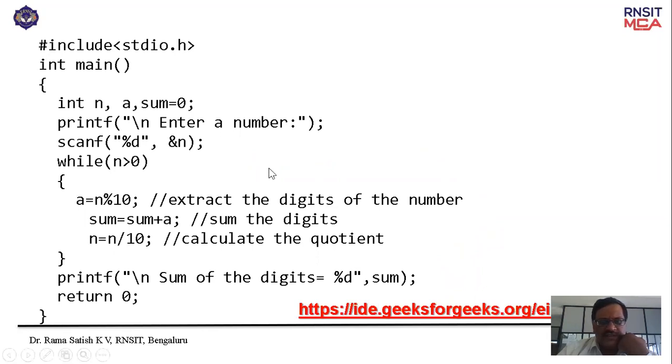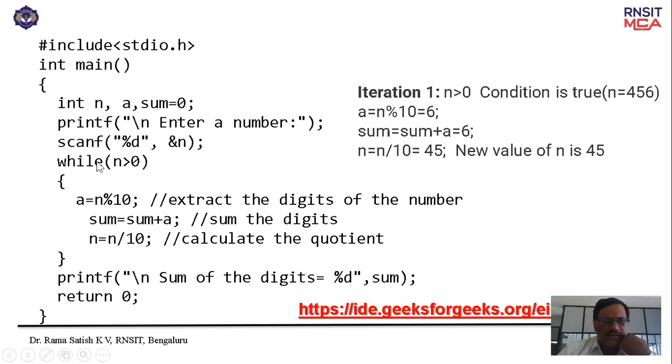For this, first let us look into the loop. The n value that we have entered is 456. 456 is greater than 0. Yes, it is greater than 0. If it is greater than 0, then it will first calculate a is equal to n modulus 10. That means it will find the remainder. If I divide 456 by 10, I get the remainder 6.